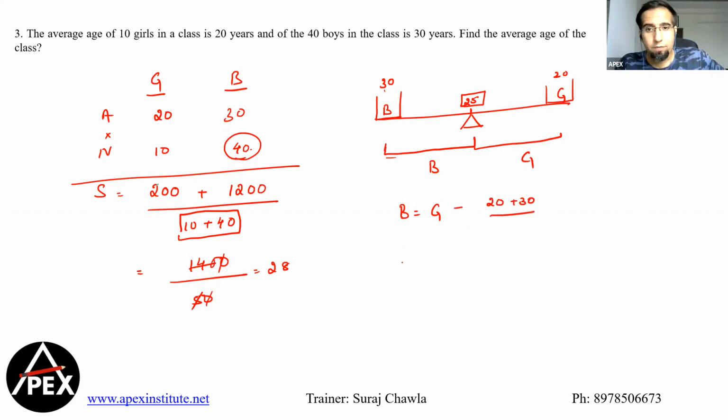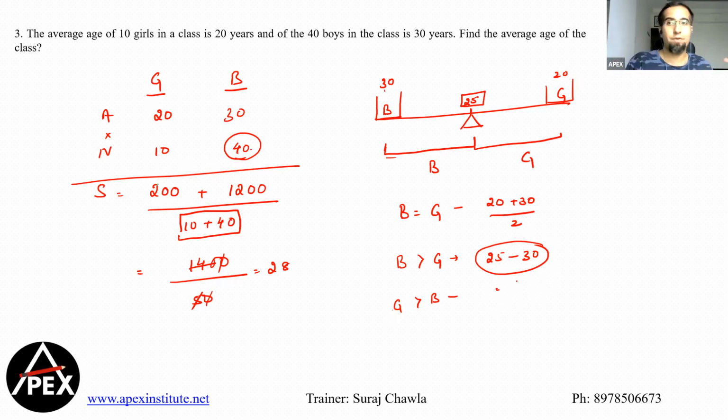If the number of boys is greater than the number of girls, then the average will lie between 25 and 30. If the number of girls is greater than the number of boys, then the average will lie between 20 and 25. This is the concept of weighted average. Clear, guys? Can I move forward?